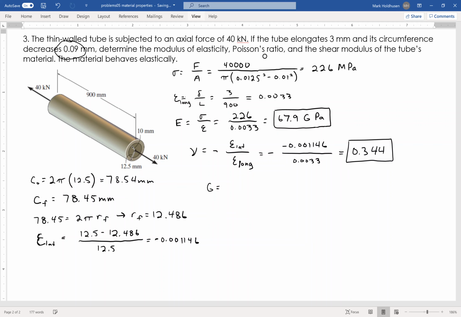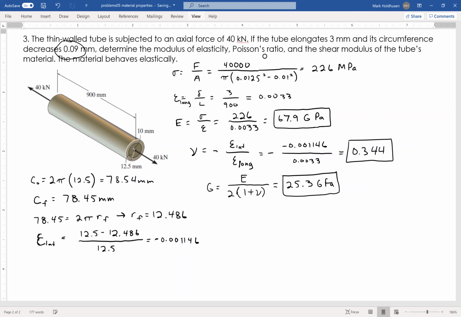So G then equals, on the denominator I have 2 times 1 plus Poisson's ratio. In the numerator I've got E. We just solved both of those, plug those in, and I get a shear modulus of 25.3 gigapascals.